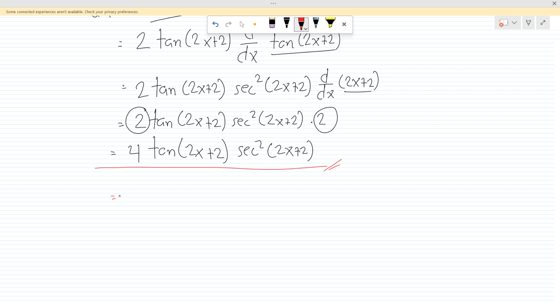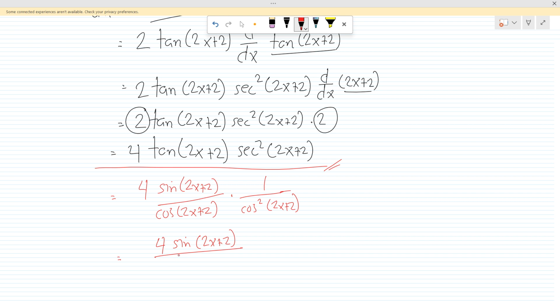Or we can just express this in terms of another expression. Actually, if you are going to use sine of 2x plus 2 over cosine of 2x plus 2, then multiplied by 1 over cosine squared of 2x plus 2, you cannot simplify this because you cannot cancel out anything. So, you are just going to express this in terms of another expression. You can rewrite this as 4 sine of 2x plus 2 over cosine cubed of 2x plus 2. By the way, if this would be your answer, I think there's no problem with that, and I will accept this kind of answer.